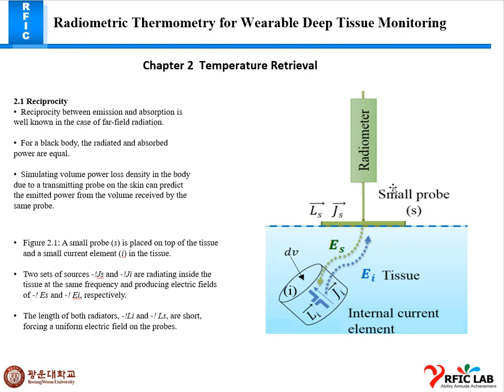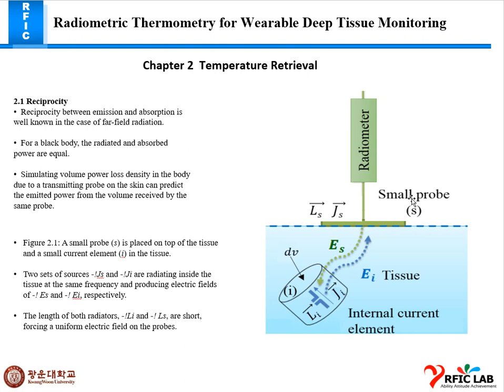Now I'm going to explain this figure. In this figure, there is a small probe. What is this probe? It is a measuring element. The probe is placed on the top of the tissue, and a small current element I is in the tissue.